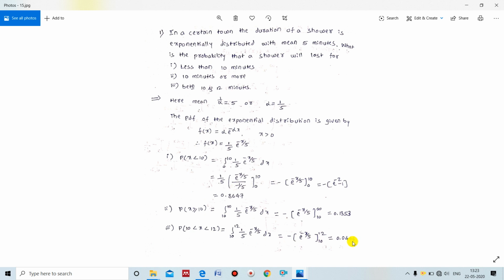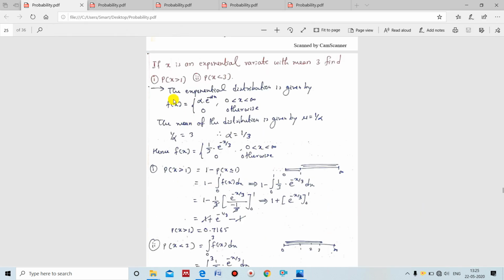So it is an exponential distribution example. By using integration we solve the example. So take one more example. If x is an exponential variate with mean 3, find the probability of x is greater than 1 and find the probability x is less than 3.